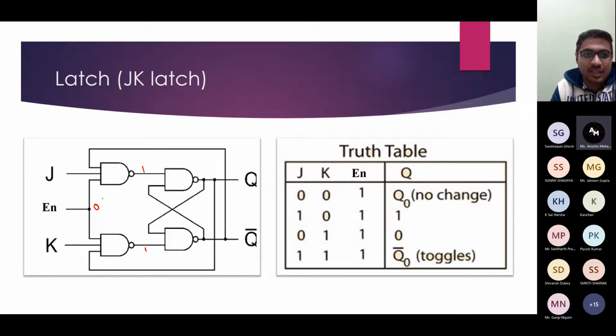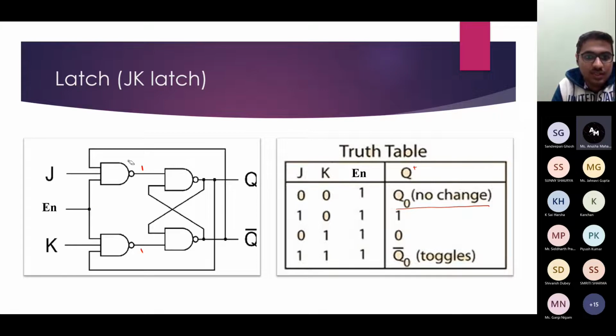So generally we don't care for enable equal to 0, and we see its working when enable is 1. When enable is 1 and J and K both are 0, again, if any input of a NAND gate is 0, then output is going to be 1. So here also output will be 1, and again 1 and 1 is the memory state. So when enable is 1 and J and K both are 0, then my output will not change. Here you can see, suppose this is Q plus, then my next state is going to be the initial state, means Q is equal to Q naught, there is no change.